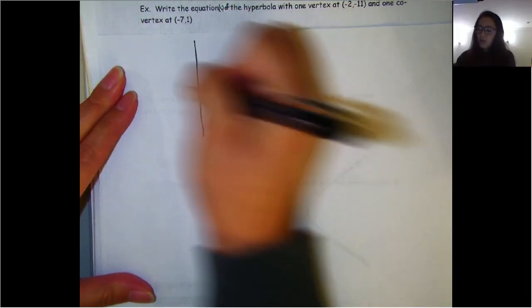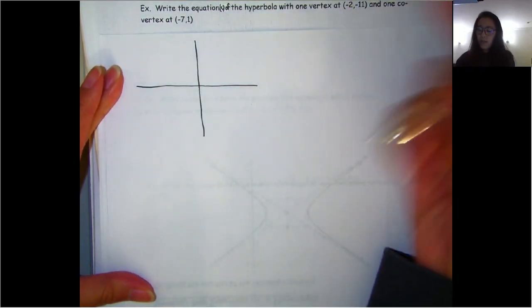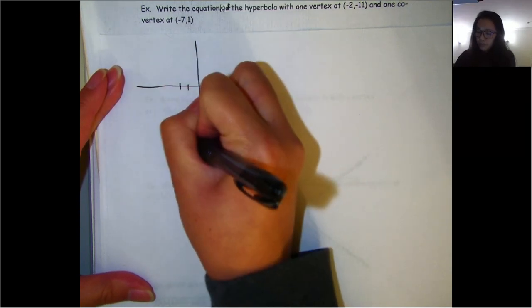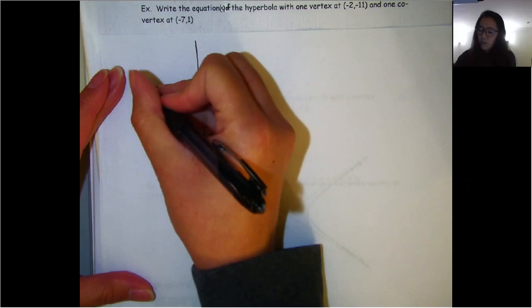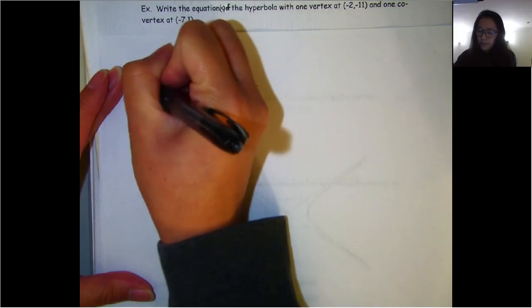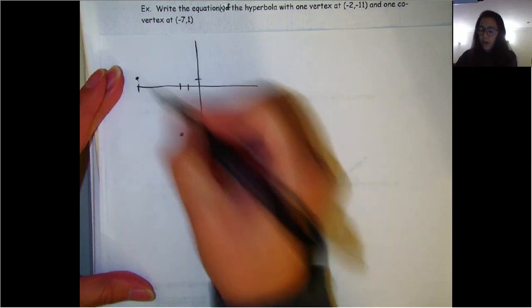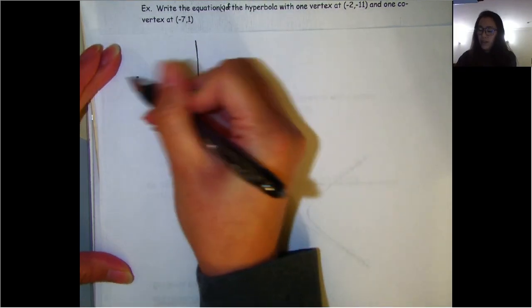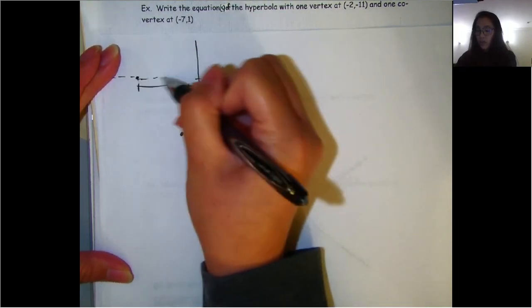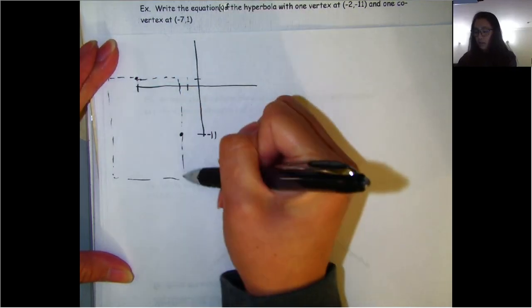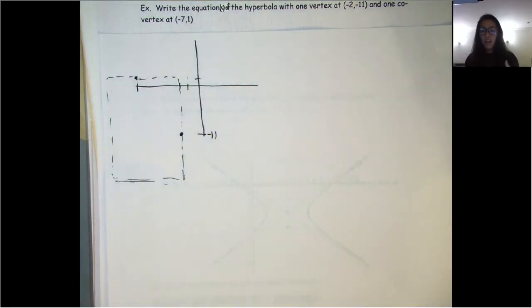We'll go ahead and just draw a really rough sketch, so we can see what's going on. If you draw a vertex at (-2, -11), we'll just call this -11. And then a co-vertex at -7, so we'll call this -7, and we'll call this 1. If you have a vertex here and a co-vertex here, make that nice little box. Again, this is a super rough sketch. It's not meant to tell you anything specific. I'm just trying to get a glimpse at what's going on.